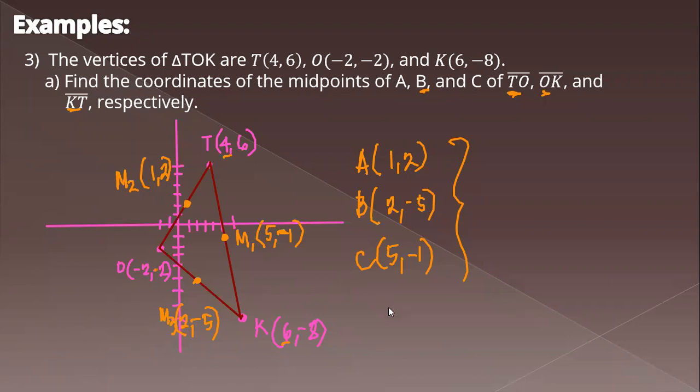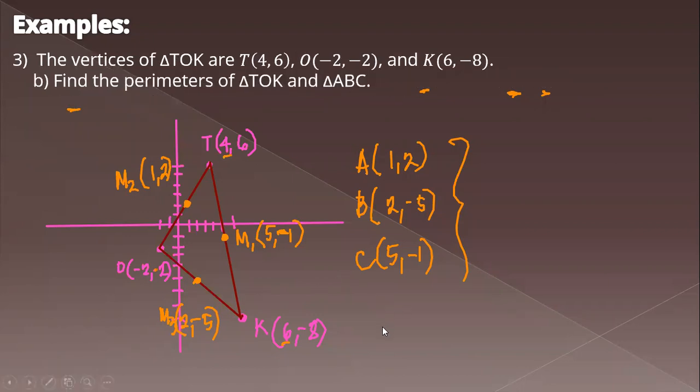Okay, next. So with the same triangle, tama ba? Same triangle, we have to find the perimeter of triangle TOK and triangle ABC. So, i-rename natin ito. Lagyan natin siya ng ABC. Ang A natin ay 1, 2. So, this is our point A. This is our point C and this is our point B.